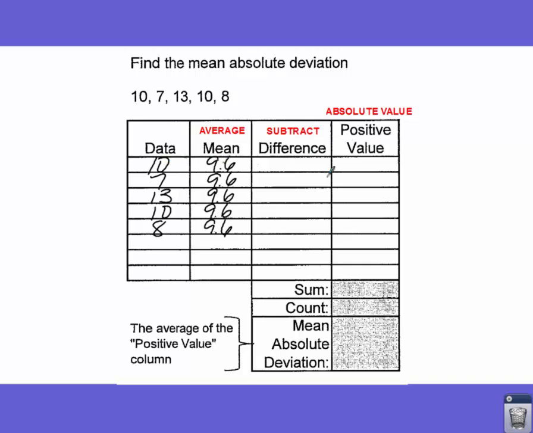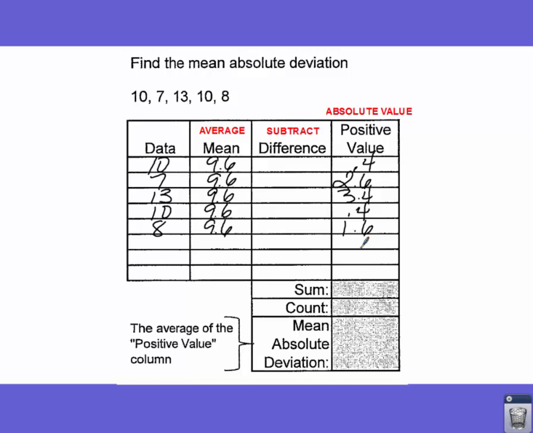So if I do 10 minus 9.6, I know I'm going to get positive 0.4. If I do 7 minus 9.6, I'm going to get a negative number first off, negative 2.6, but I don't want it negative, so I'm just going to write it as 2.6. Then 13 minus 9.6 gives me 3.4, and 10 minus 9.6 gives me 0.4. And then 8 minus 9.6, again, I'd get a negative value of 1.6, so I'm just going to write it as 1.6.